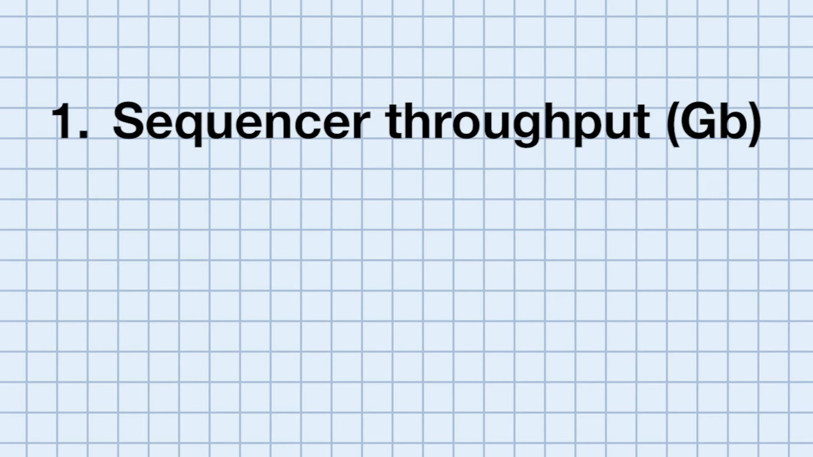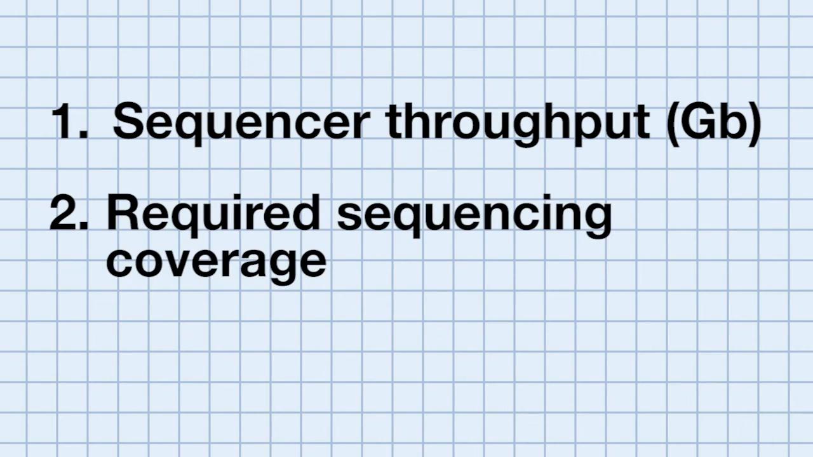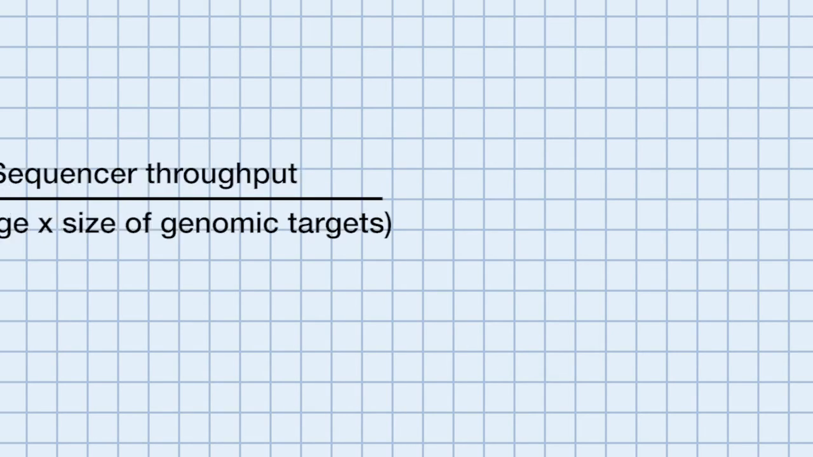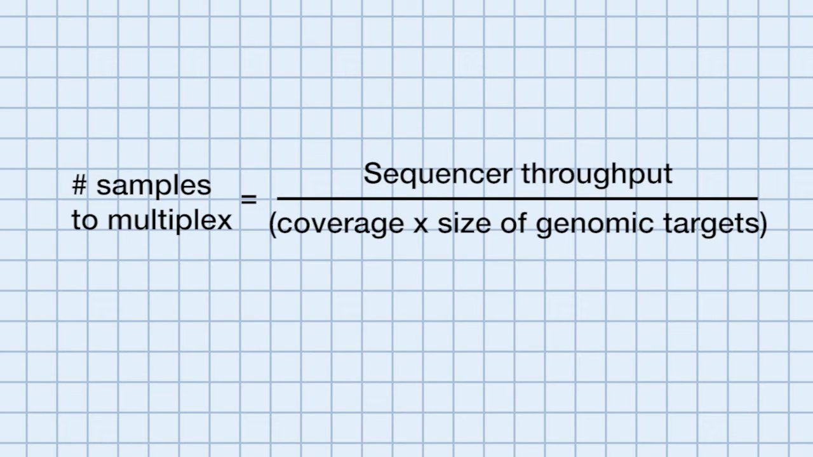Well, there are three main things we need to know before getting started. One, the throughput ability of the sequencing platform. Two, the amount of sequencing coverage one would desire per sample. And three, the size of the genome or genomic regions to be sequenced. We can then use the simple equation: sequencer throughput divided by sequencing coverage multiplied by the size of the genomic targets. And this estimates the number of samples we can multiplex.